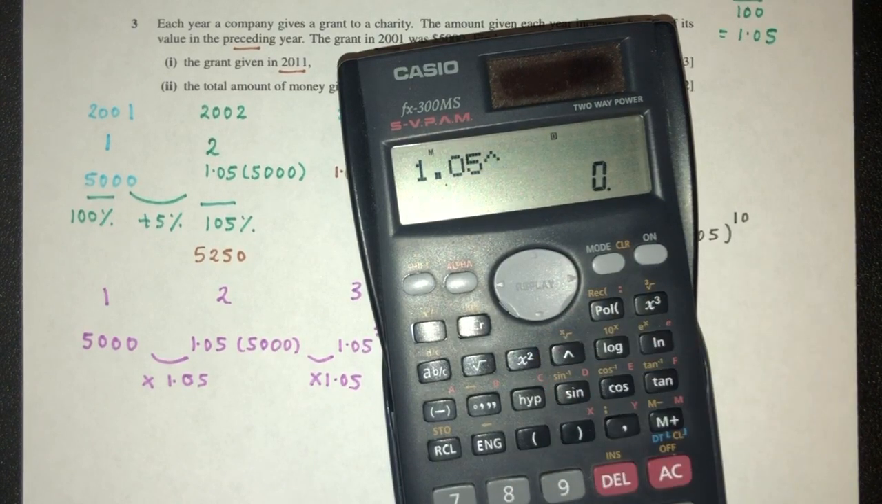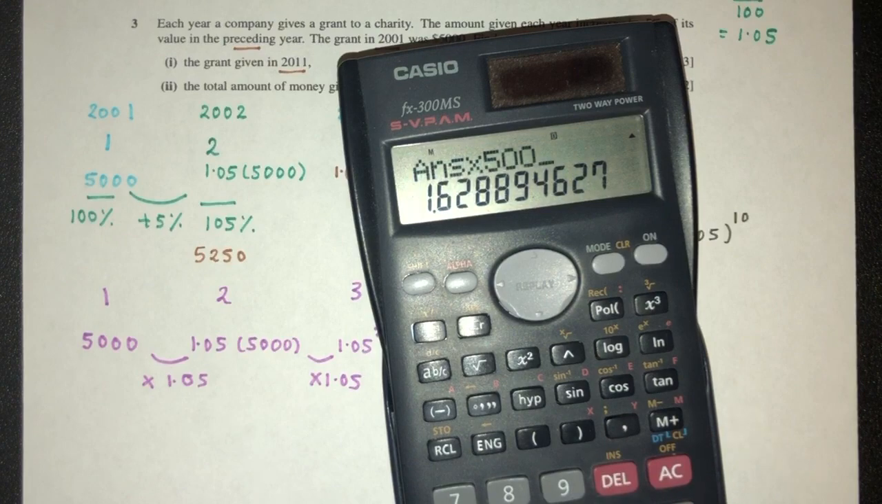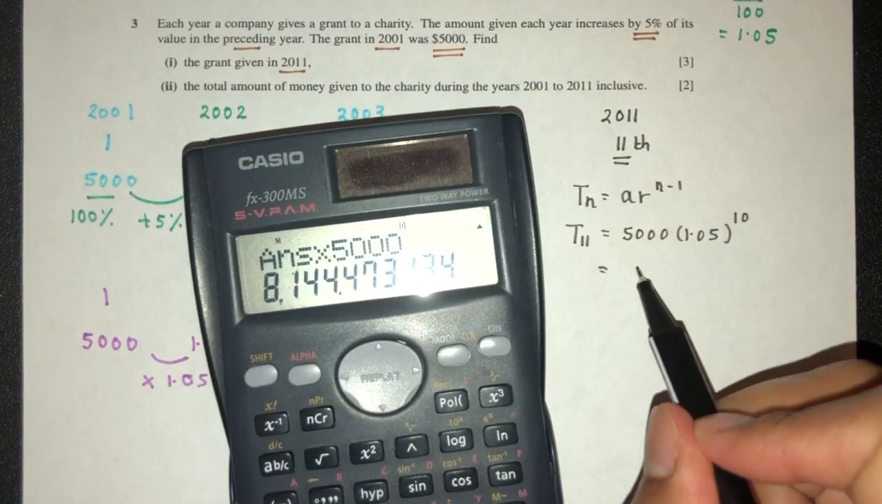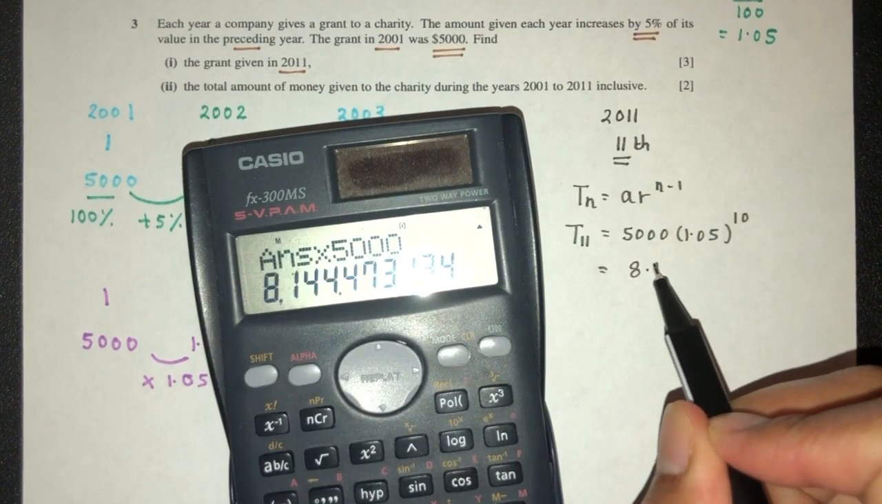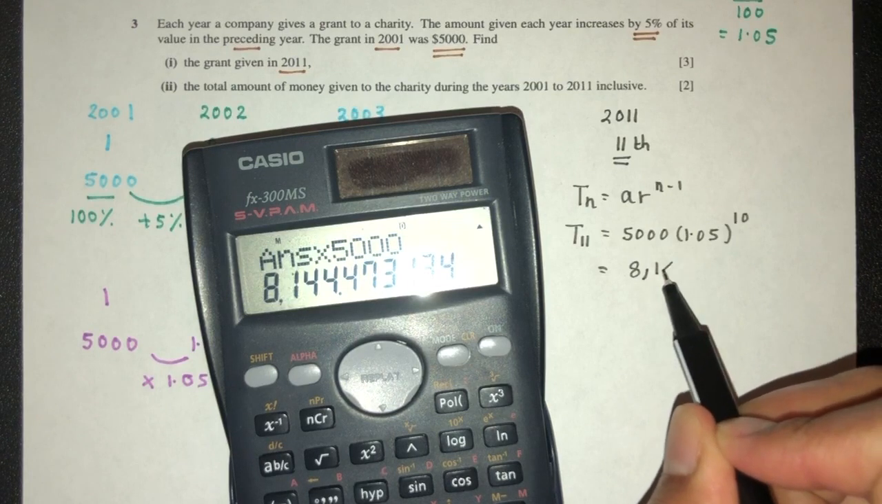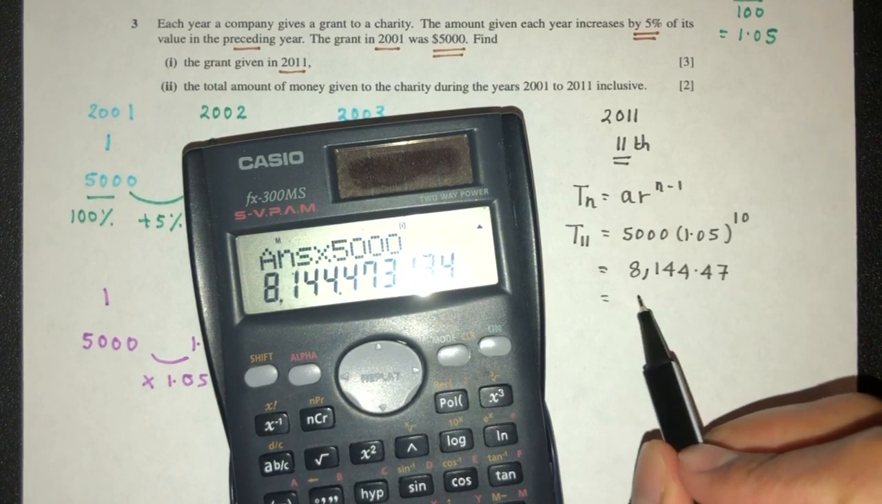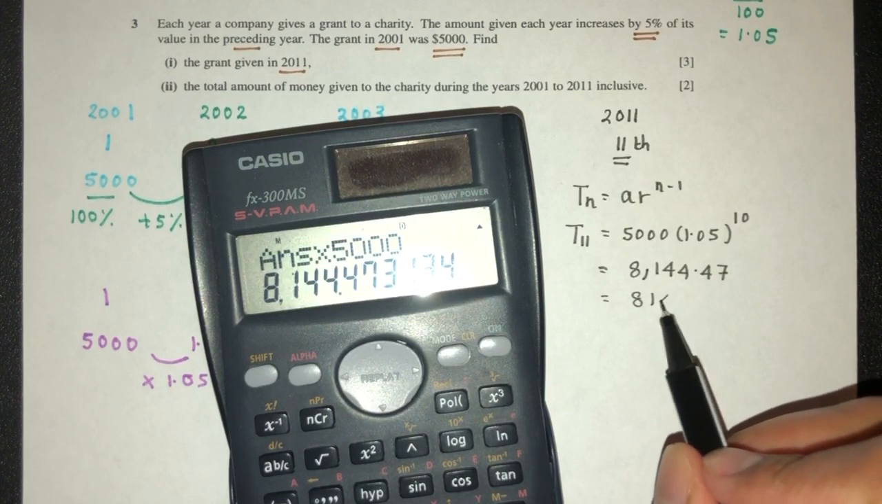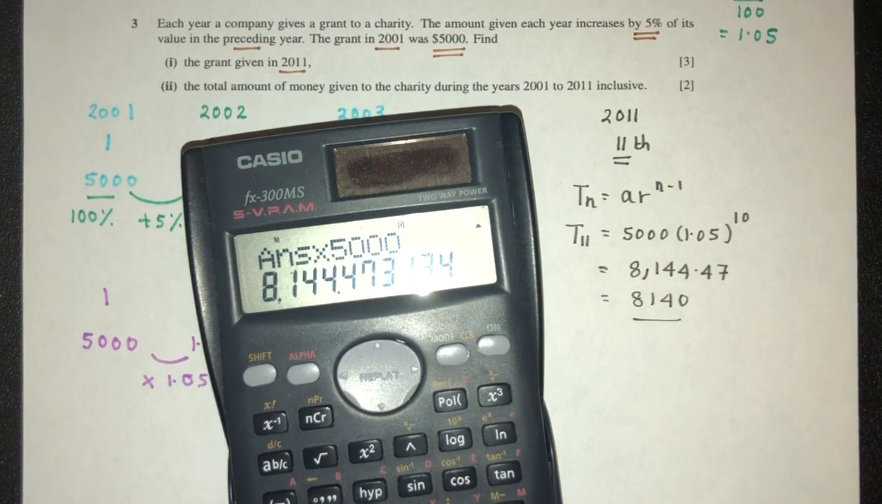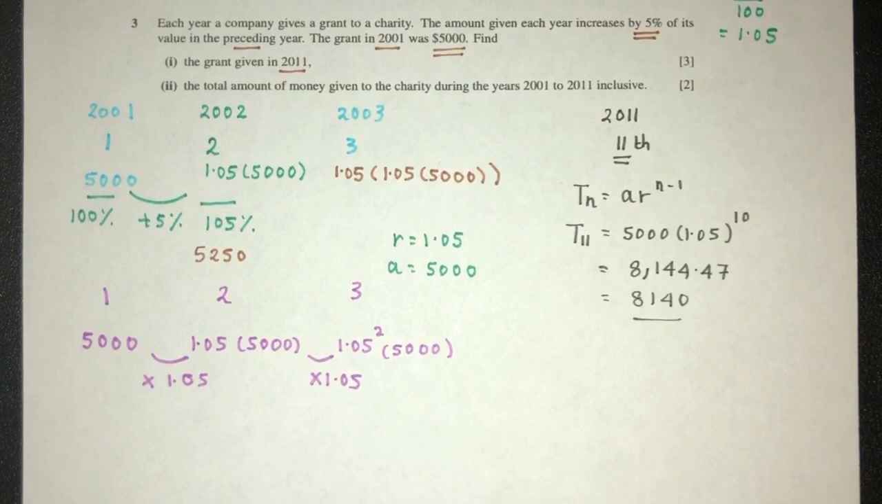1.05 to the power of 10 times 5,000, that should be 8,144.47. Correct to 3SF, that's 8,140. This will be the 11th term, the amount given in 2011.